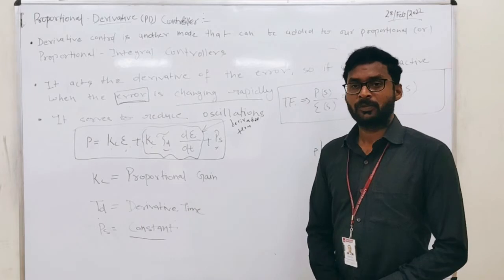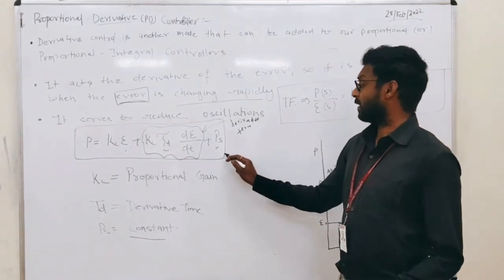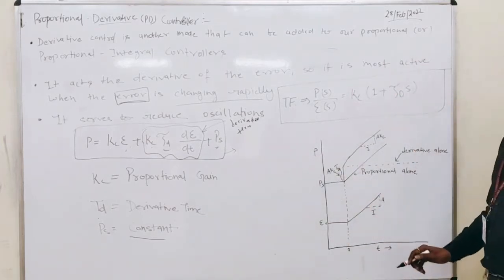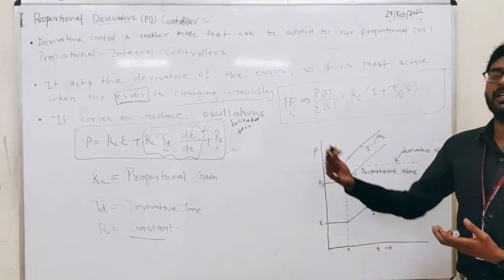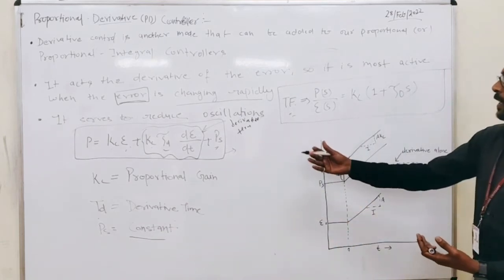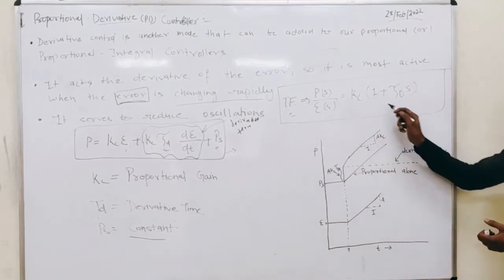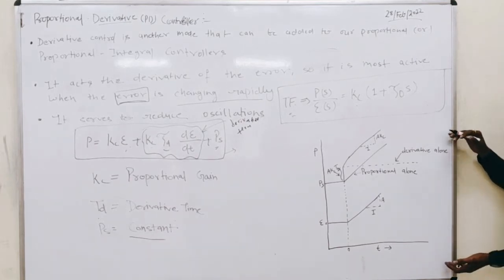Now if we apply the transfer function to this particular equation, how can we find the transfer function? By applying the Laplace transform to the equation. When we apply the Laplace transform, we will get the transfer function as Kc into 1 plus tau d into S.